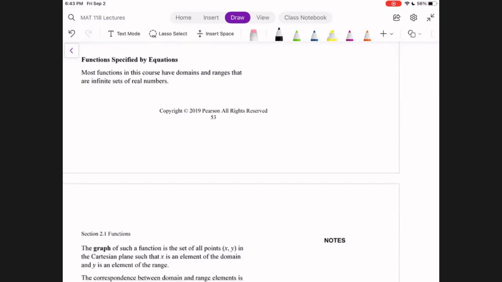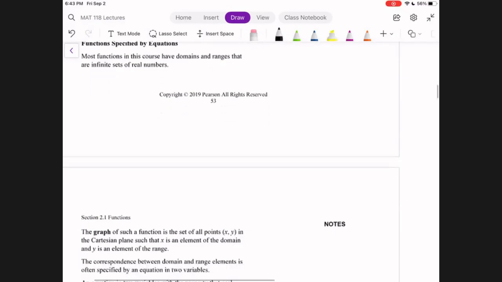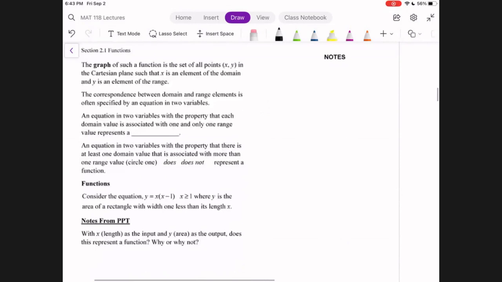So most functions in this course have domains and ranges. So the graph of such function is the set of all points, where x is the element of the domain and y is the range. The correspondence between the domain and range elements is often specified by an equation in two variables with the property that each domain value is associated with one and only one range value.